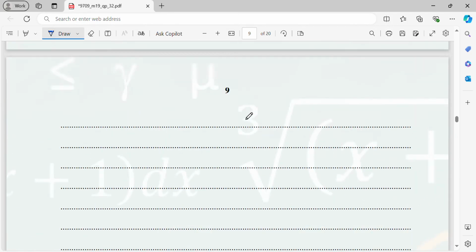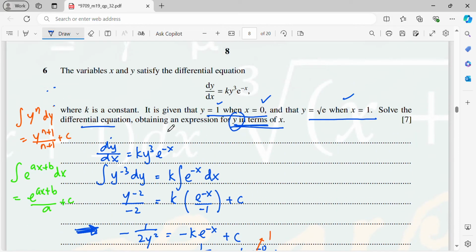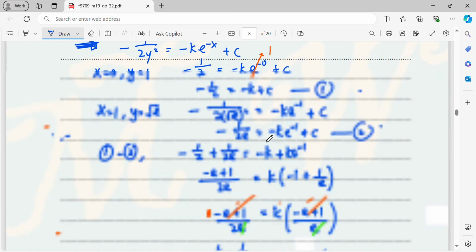Okay, then now let's see. Just obtain an expression for y in terms of x. That's it for the answer.